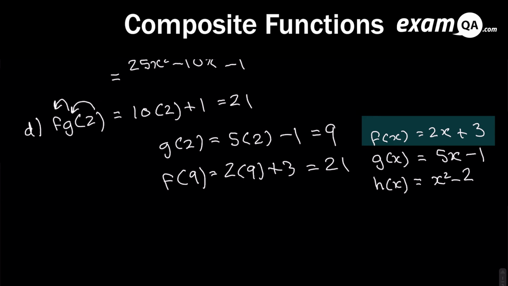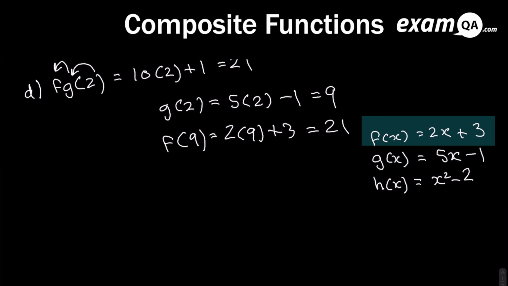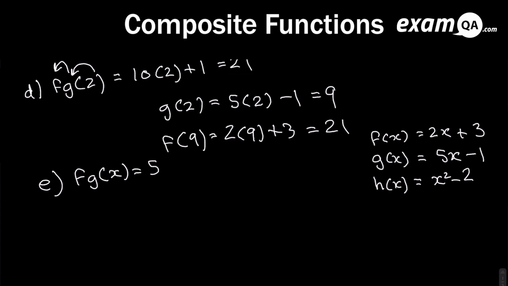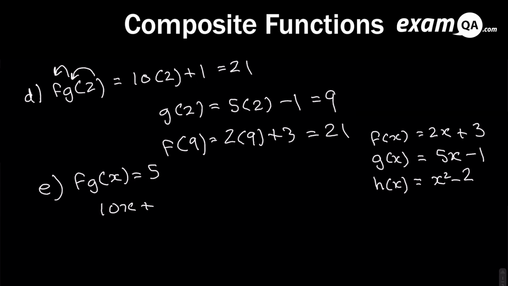Now in the next part, we're asked to work out f(g)x equals 5. In this question, if you haven't worked out f(g)x, you need to first work that out. And you're simply going to equate that answer to 5. Now we've already worked out the f(g)x function as 10x plus 1. We're going to simply equate that to 5. So we'll have 10x plus 1 equals 5. Now simply you need to solve that equation by just making x the subject. And you should know how to do that.